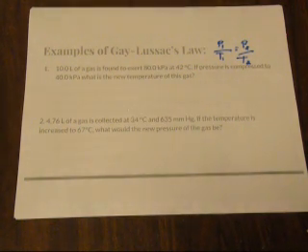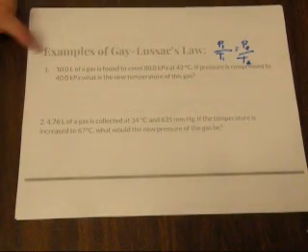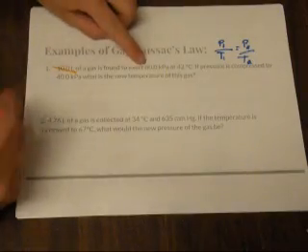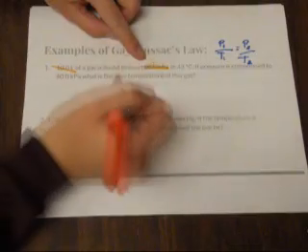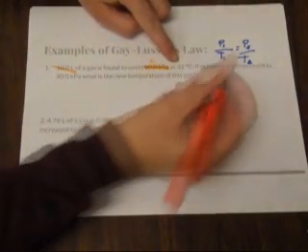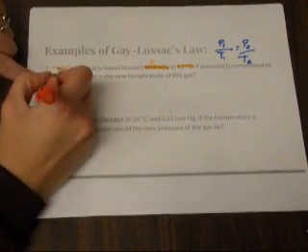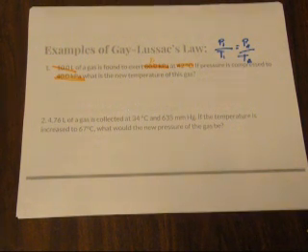So let's find our givens. So we're looking for pressure and temperature. So we don't need liters of gas, but we have pressure 1, which is 80, and temperature 1, which is 42 degrees Celsius. And we have pressure 2, which is 40 kPa. But we unfortunately don't have temperature 2, which is what we need to look for.